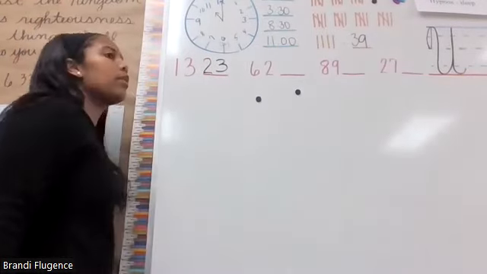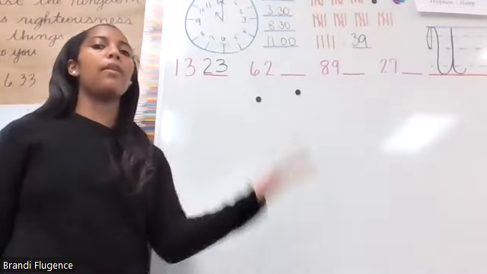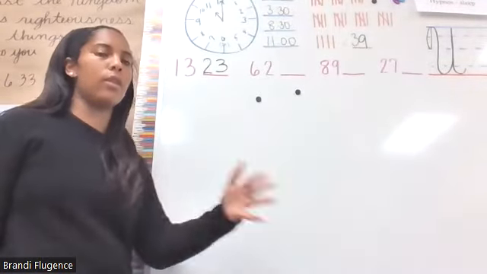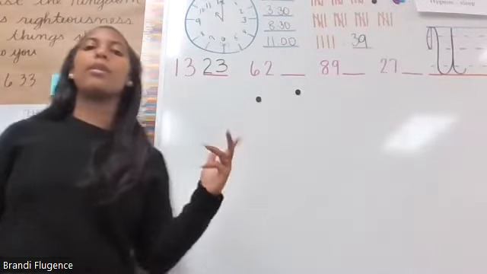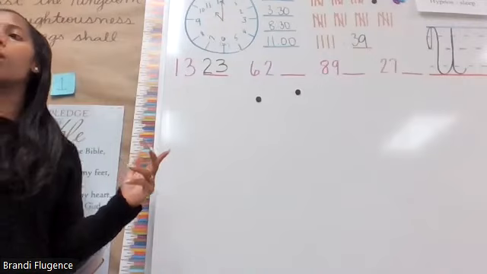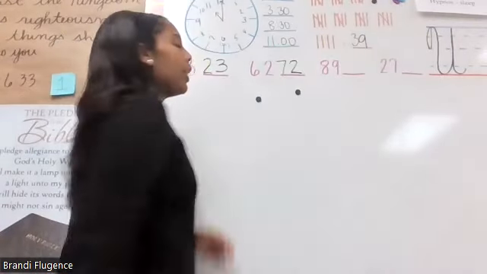What about 62? What would be 10 more than 62? Think about it if you're counting by tens. 10, 20, 30, 40, 50, 60. But remember, it has to have the 2 in it. So 62, what will be 10 more than 62? 72.